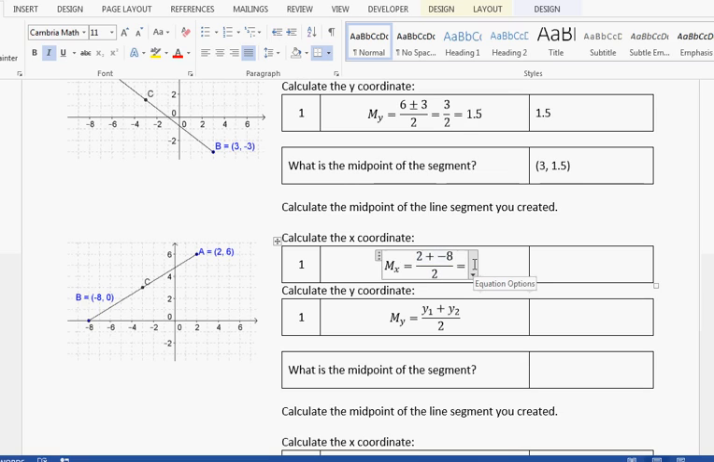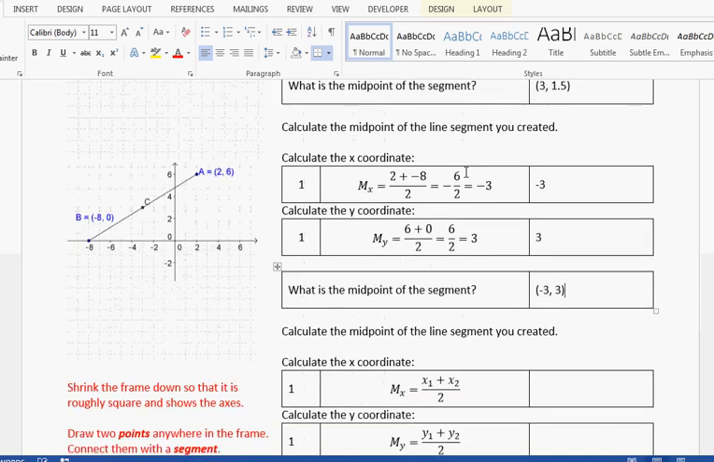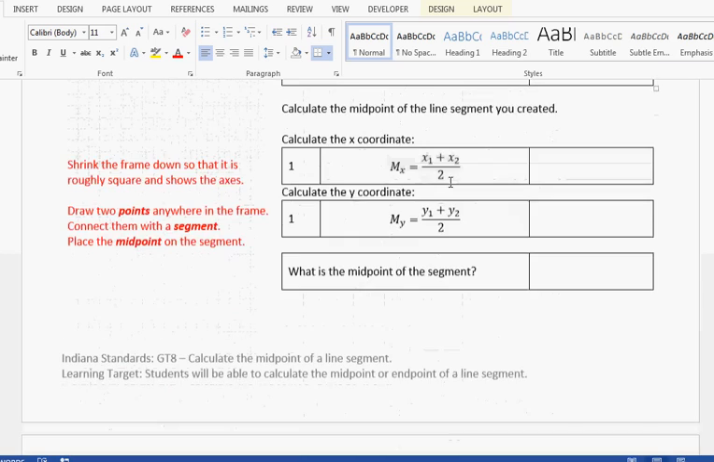Alright, so 2 minus 8 is -6 divided by 2, which is -3. So the x value is -3. And look, it even shows -3 on the graph. That's pretty cool. Alright, the y value is going to be 6 plus 0. That's 6 divided by 2, which is 3. So the midpoint is (-3, 3). Notice that the x value is always happening first here.